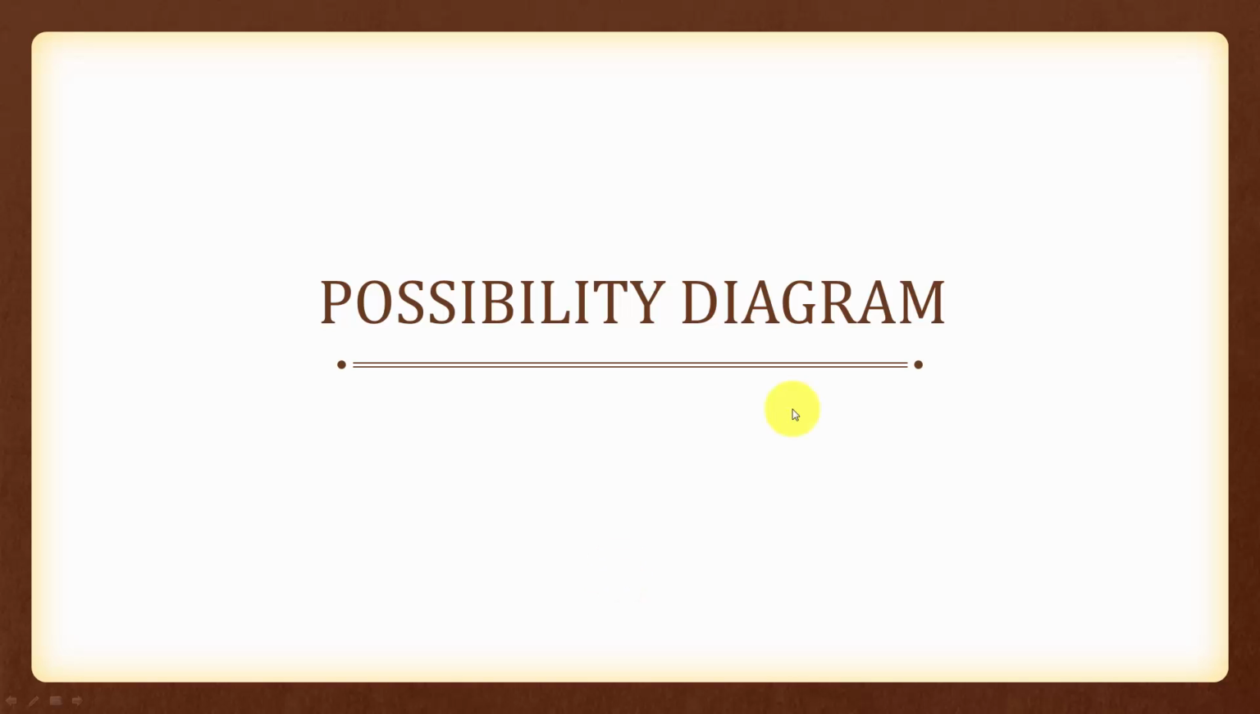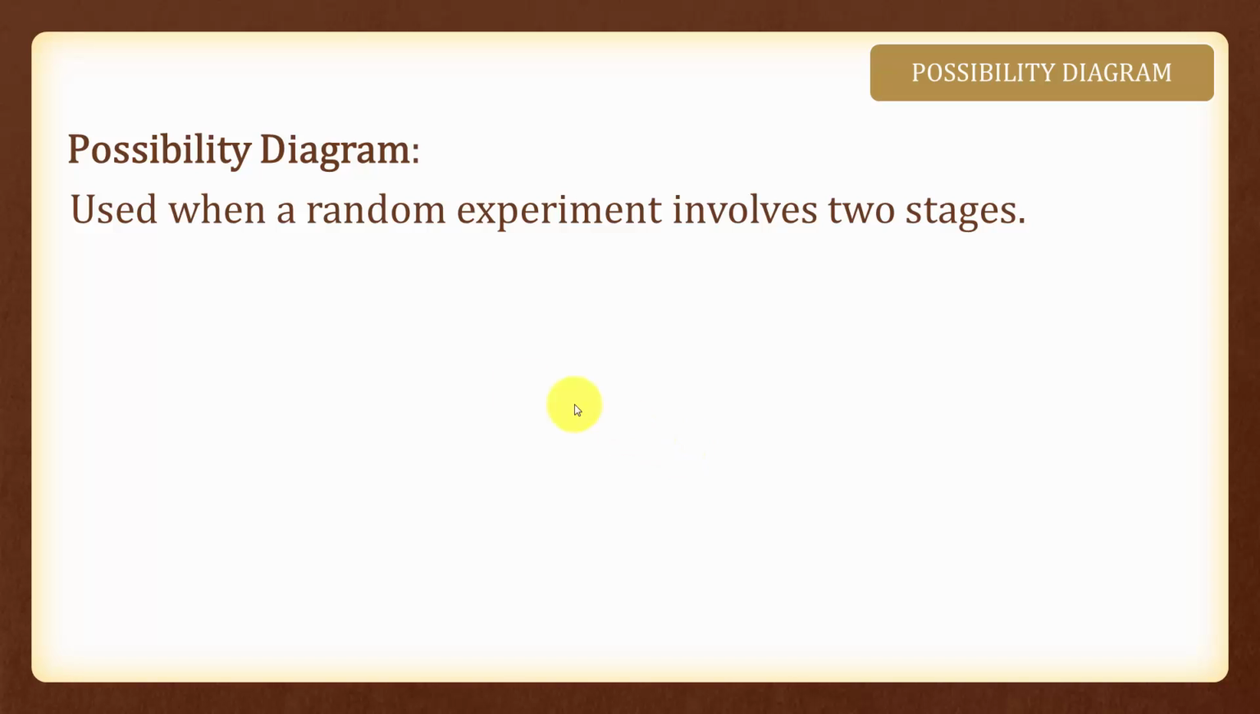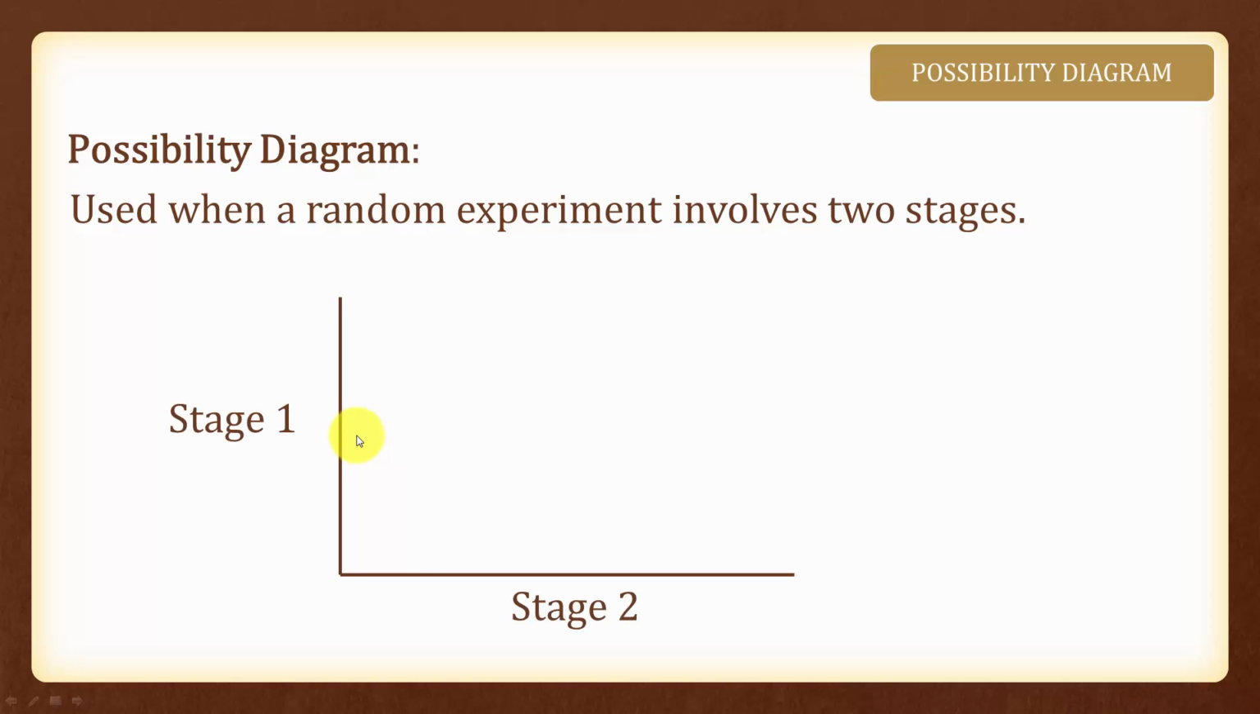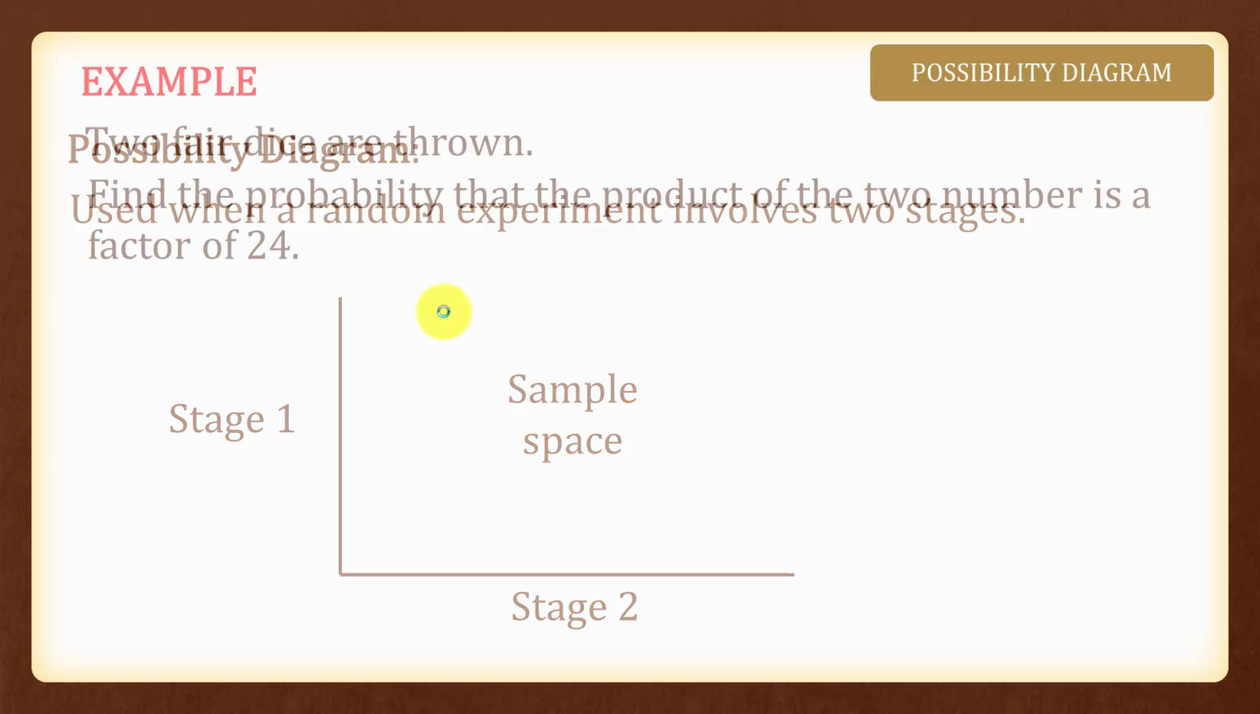We shall now look at the possibility diagram. It is used when a random experiment involves 2 stages. We can draw the possibility diagram using axes like this, or we can use a table. And the space here is the sample space. Let's look at an example here.